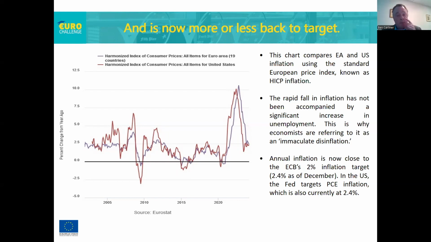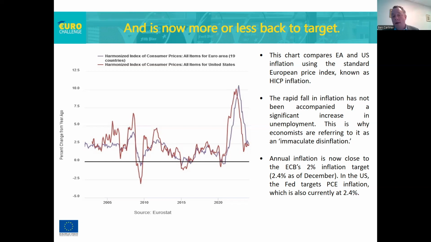So another thing to know just for your research is that in Europe, they use a measure called HICP inflation. And this is a little bit different from what American statistical agencies report. In America, we have CPI and PCE inflation, and they're similar, but they're not exactly the same because there are slight differences in the basket of prices that they look at. So CPI inflation, for example, includes the cost of housing, whereas HICP inflation does not. And this is why there are slight differences.